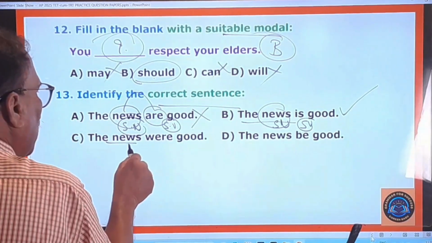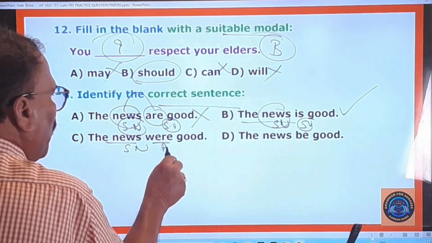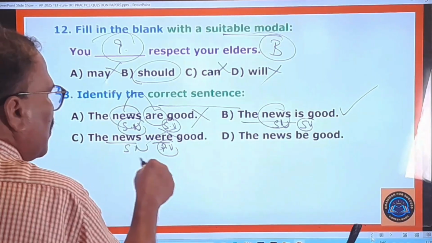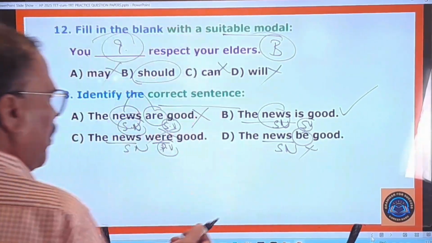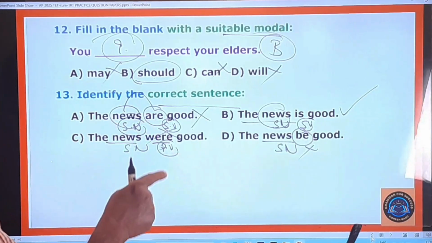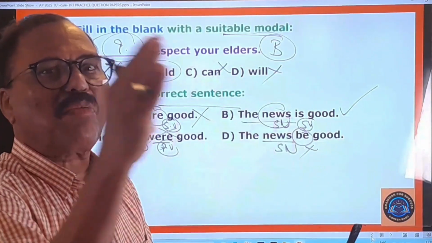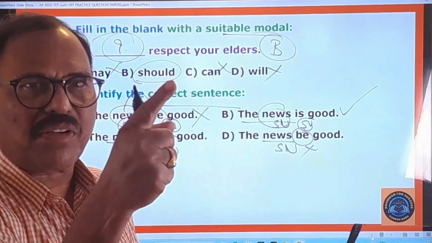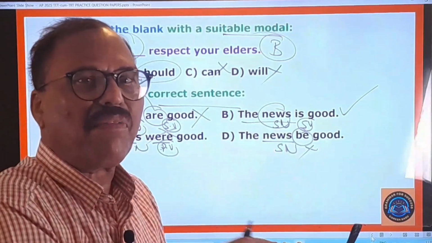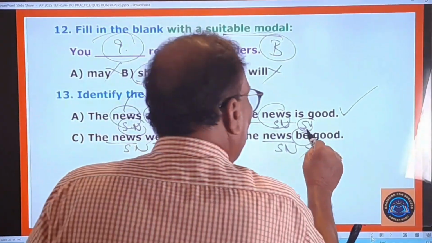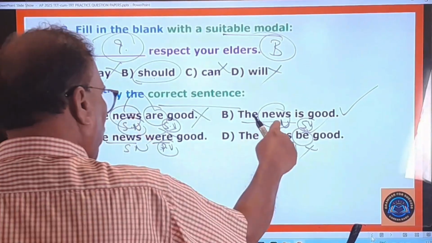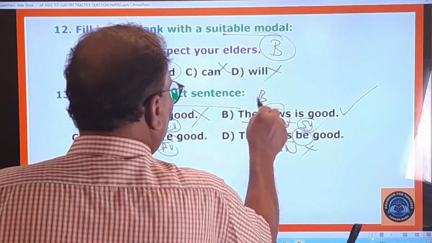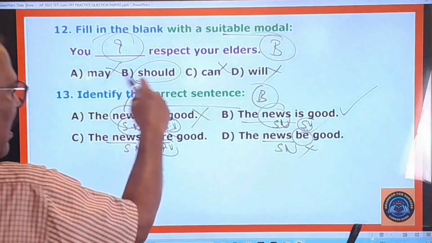And the news singular noun, but were plural verb, and therefore this is wrong. And the news singular noun, but be is used. So be form must be used, but not be. What are the be forms? Am, is, are, was, were. These are the be forms. Okay, that means they are the children of this be, but you cannot directly use this be like this. Okay, and therefore here out of these four options, the B one is the only right sentence, the correct sentence.